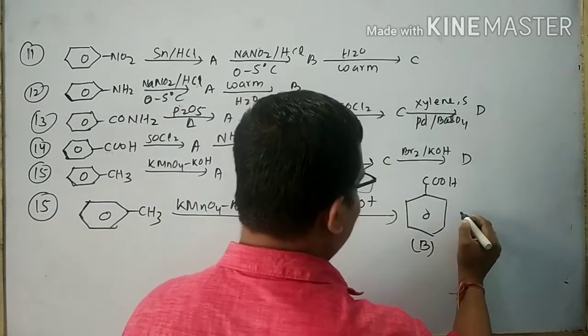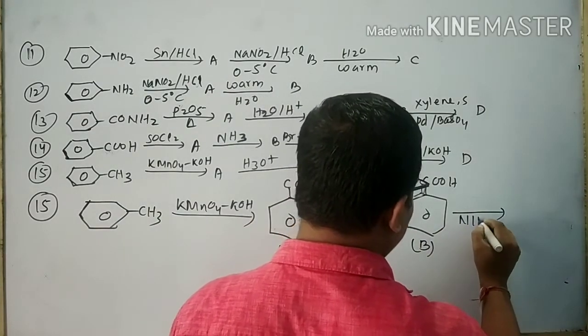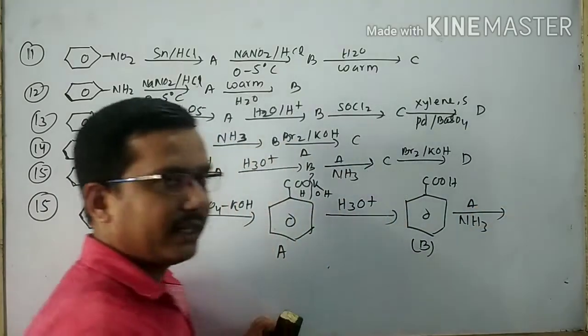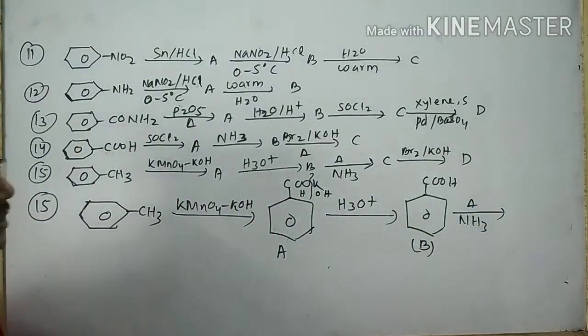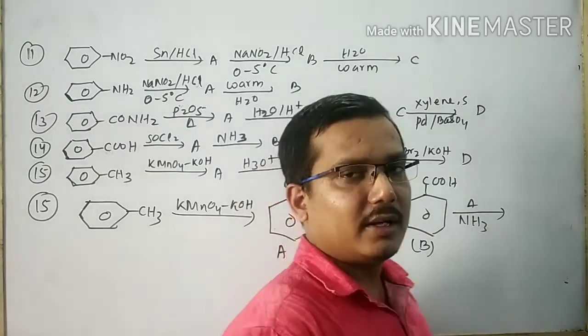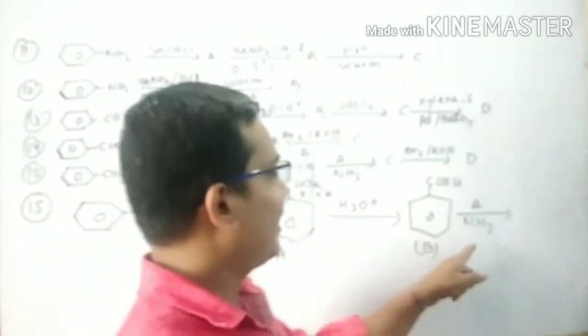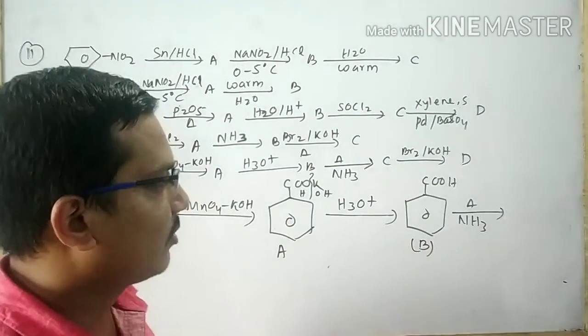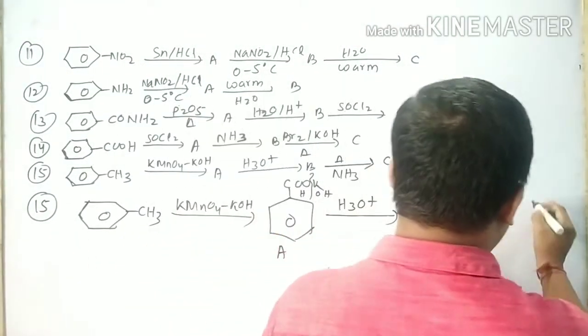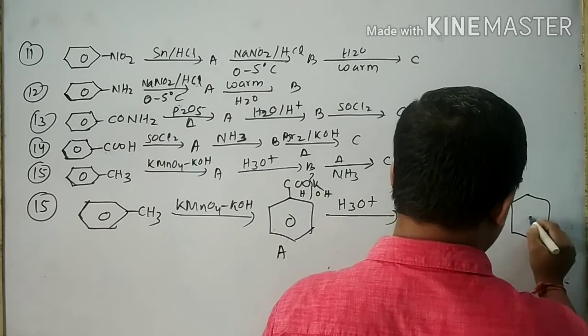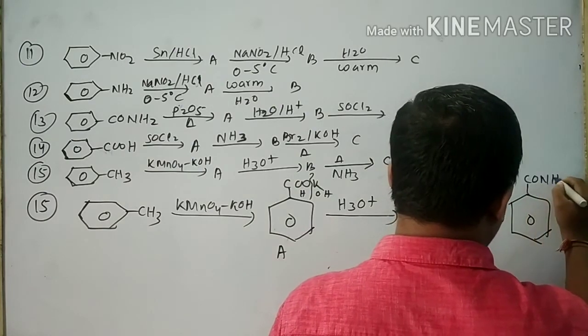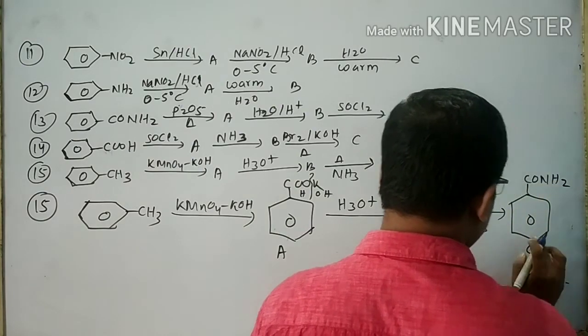The benzoic acid is subjected to reaction with NH3. Heat is also given here. If heat is not given, then ammonium salt of benzoic acid is formed. Here both NH3 and heat are given. So we can write the benzamide product, and it is considered as your C.